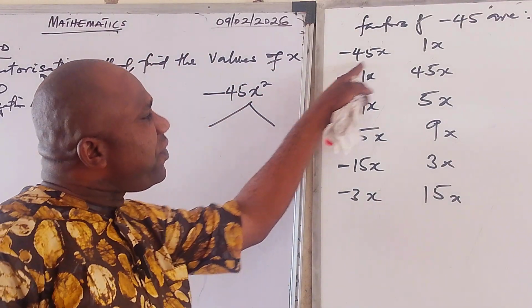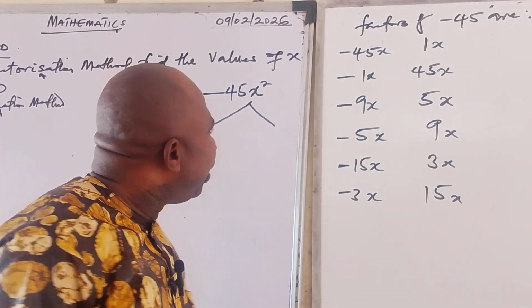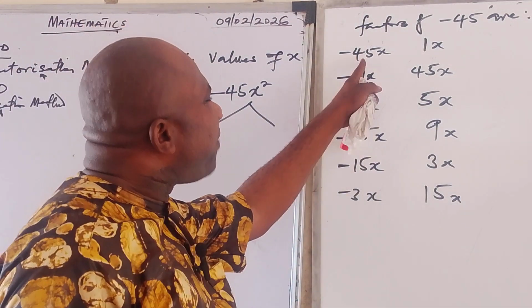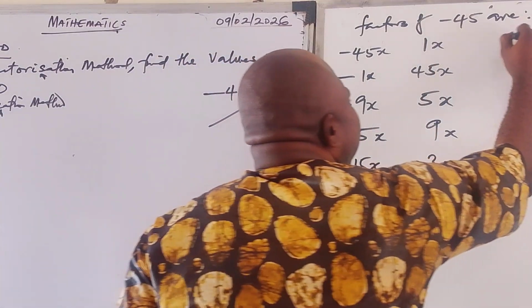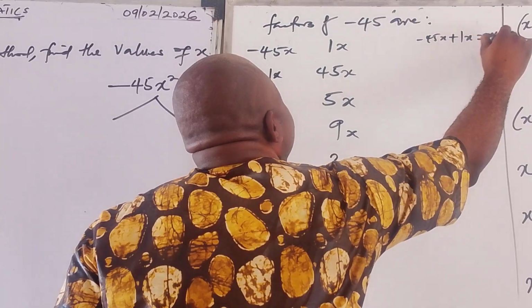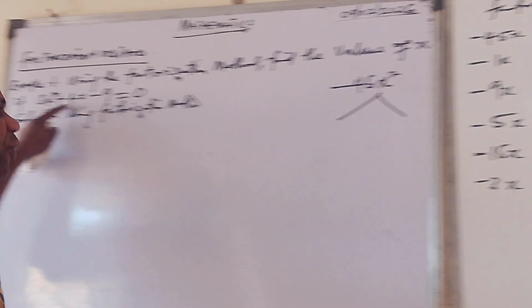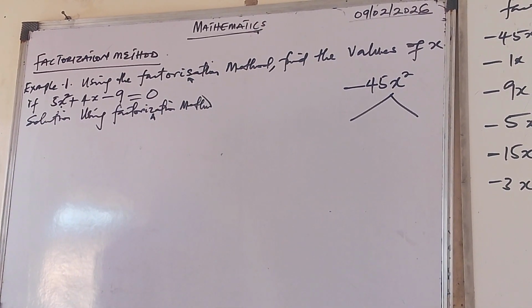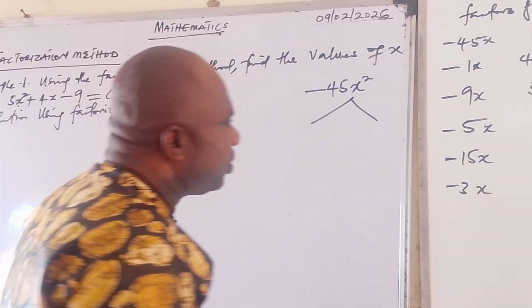Now, minus 45x times 1x will give us minus 45x squared. Good. Now, minus 45x plus 1x will give us minus 44x. And what we're looking for is plus 4x. So those two factors are not the factors. Now, let's look at the next factors.